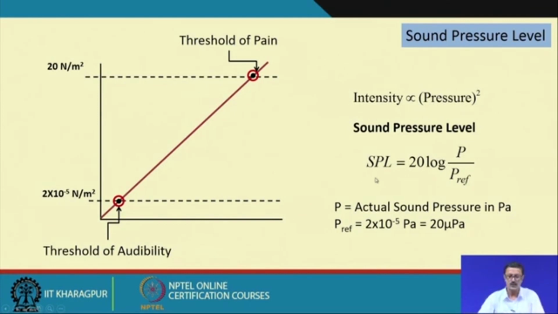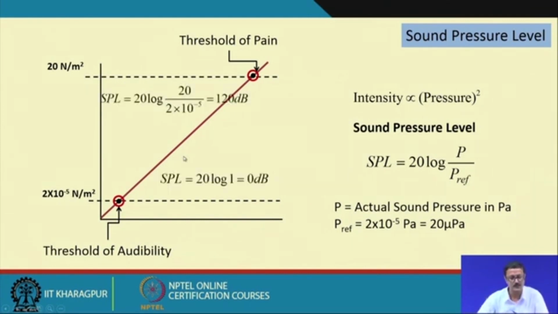Now, again let us see how this SPL is changing. If I have the threshold of audibility, 2 into 10 to the minus 5, then log 1 gives me 0 decibel. If I put 20 as P and P reference is 2 into 10 to the minus 5, then I get this ratio in logarithmic, multiplied by 20, as 120. So, this 0 to 120 from the threshold of audibility to the pain remains the same, there is no change in that. Only the physical parameter changes.